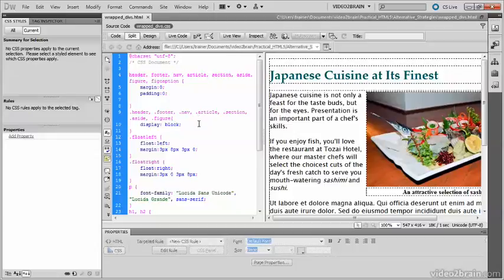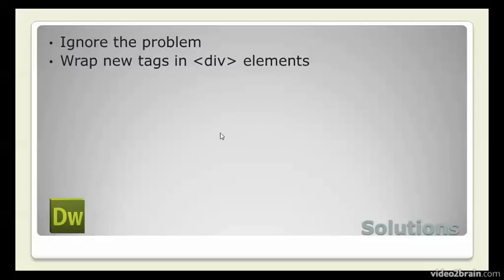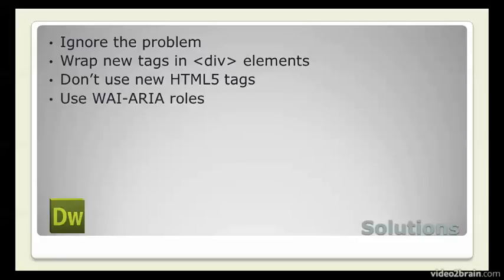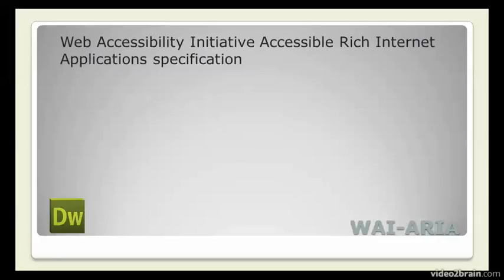I think that this all works fine in principle, but maybe it's a little bit of overkill. So what other solutions might there be? Well, the first one is not to use the new HTML5 tags, and the alternative is to use WAI-ARIA roles. WAI-ARIA stands for Web Accessibility Initiative Accessible Rich Internet Applications specification. It's a bit of a mouthful, that's why people call it ARIA.